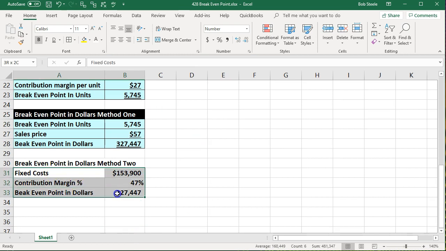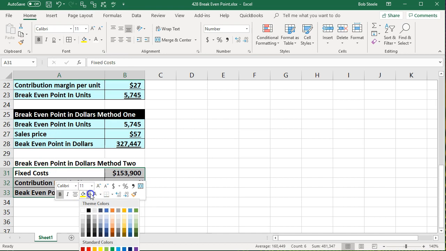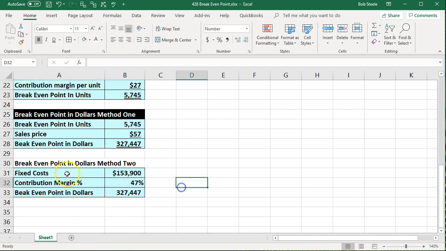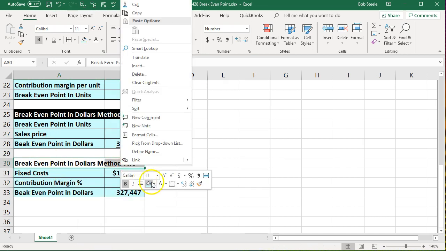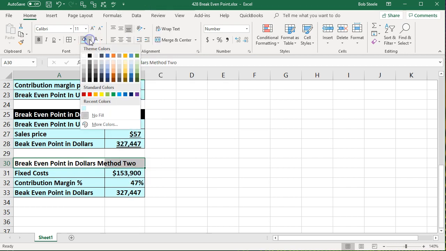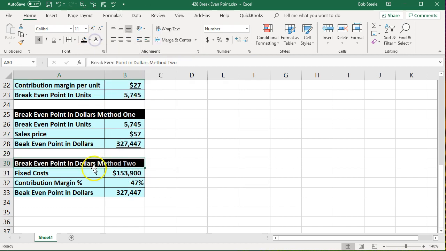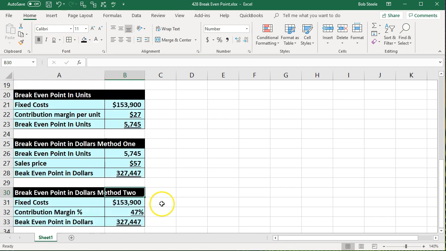Okay, and then we're going to highlight this, put the borders around it, and add some formatting to it. Make this maybe black and white again. And there we have that. We can do some underlining possibly, because it's good times to underline stuff. And so there's our method.